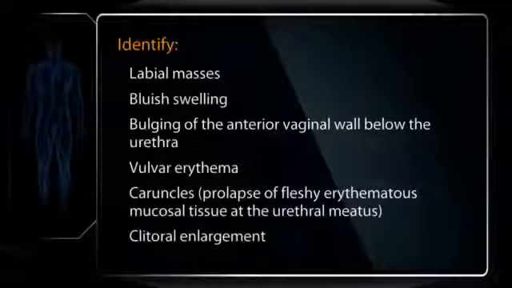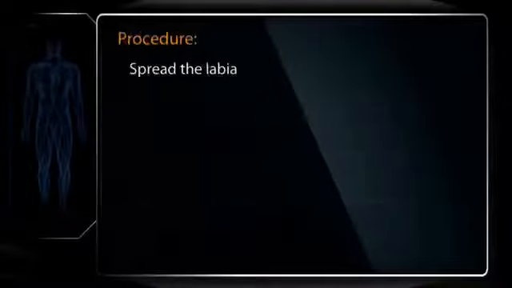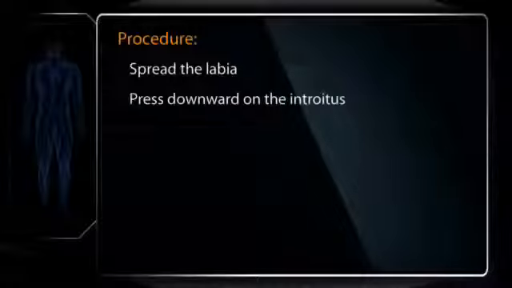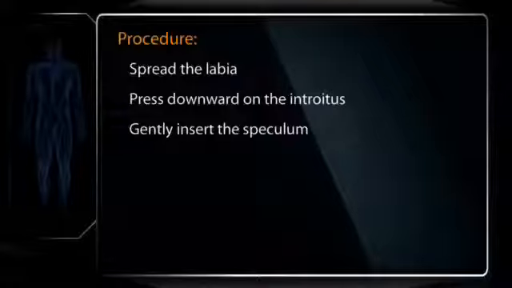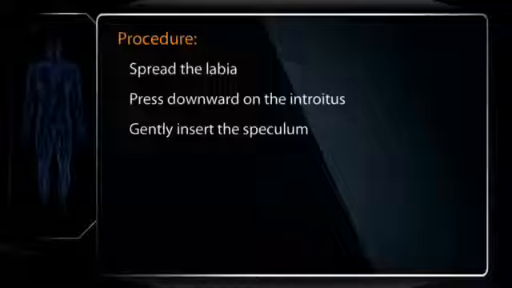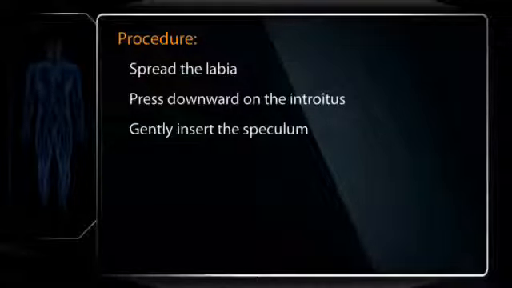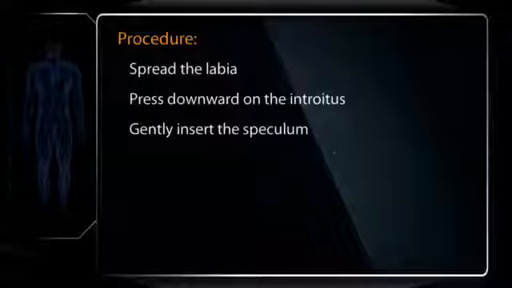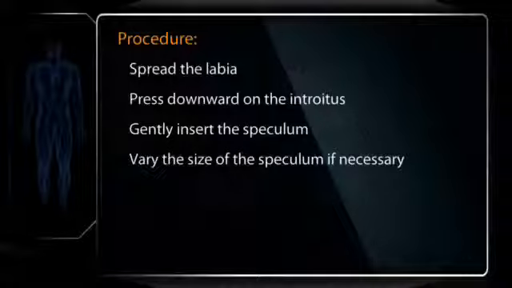Note any enlargement of the clitoris. Spread the labia, press downward on the introitus to relax the levator muscles and enlarge the vaginal opening, and gently insert the speculum after moistening it with warm water or a water-soluble lubricant. If you find severe vaginal atrophy, a gaping introitus, or an introital stricture from estrogen loss, you will need to vary the size of the speculum.